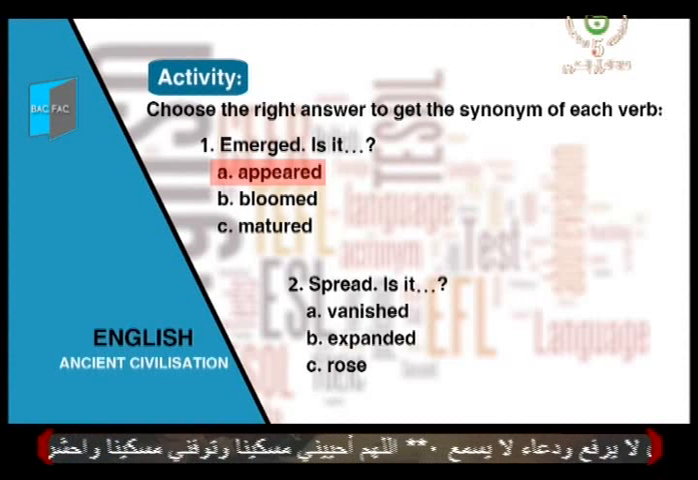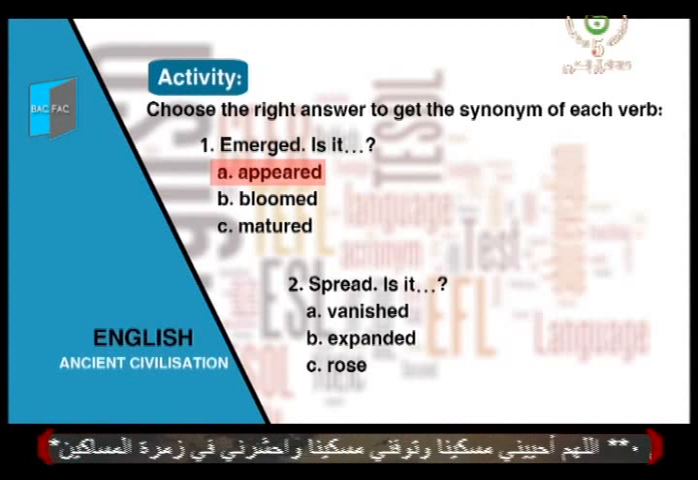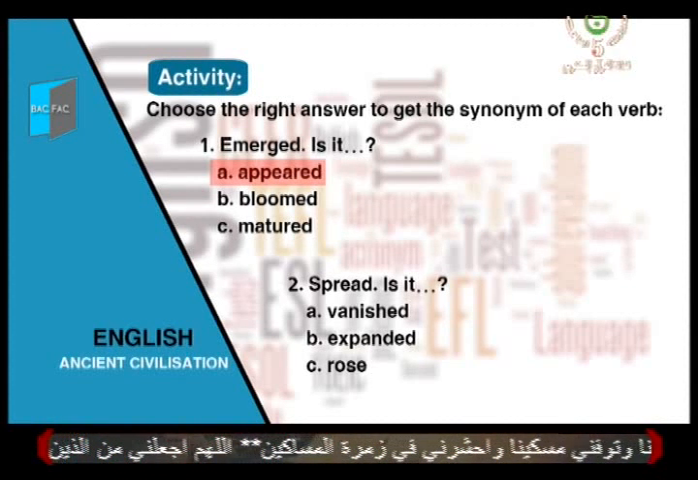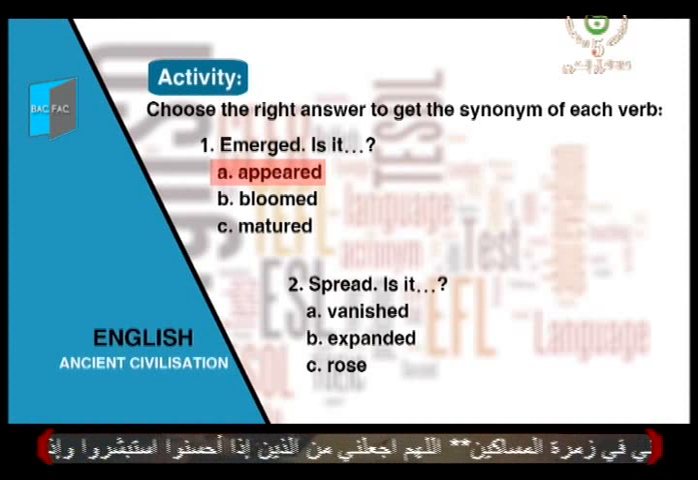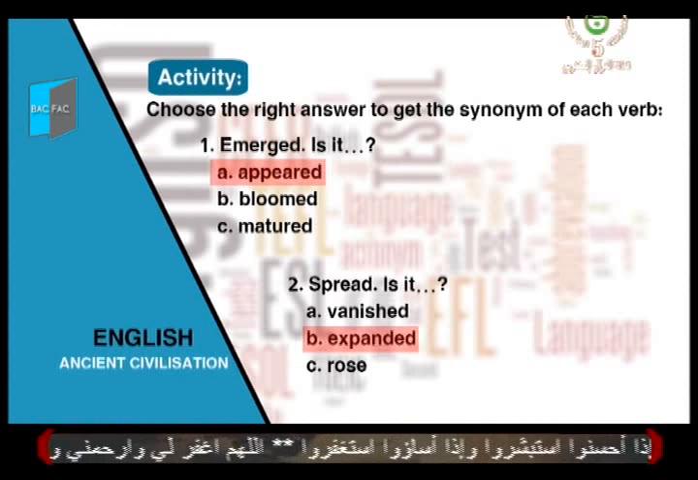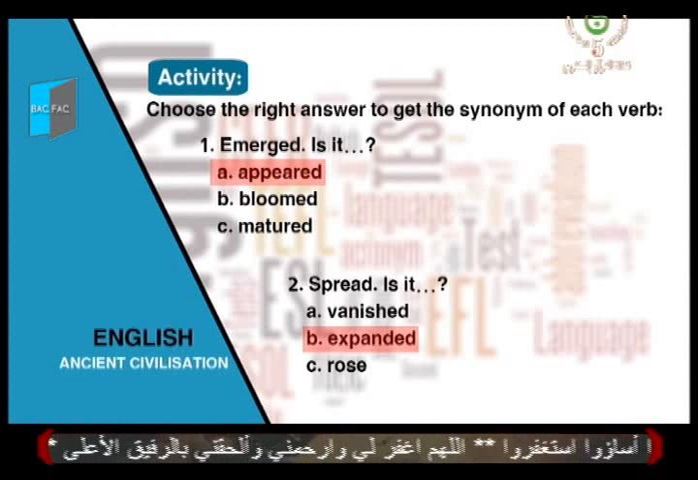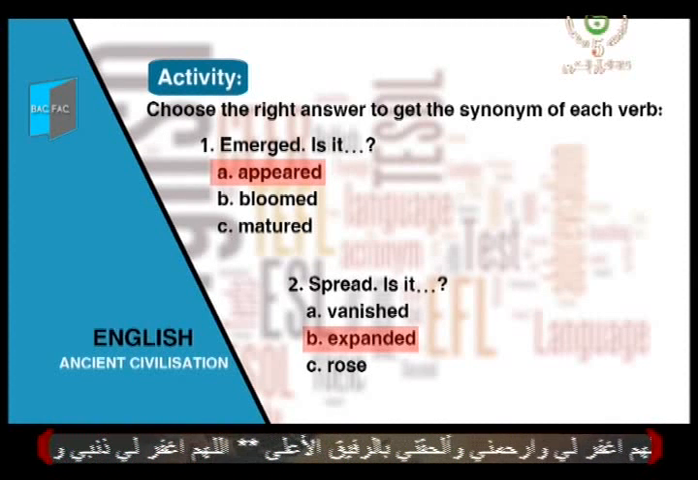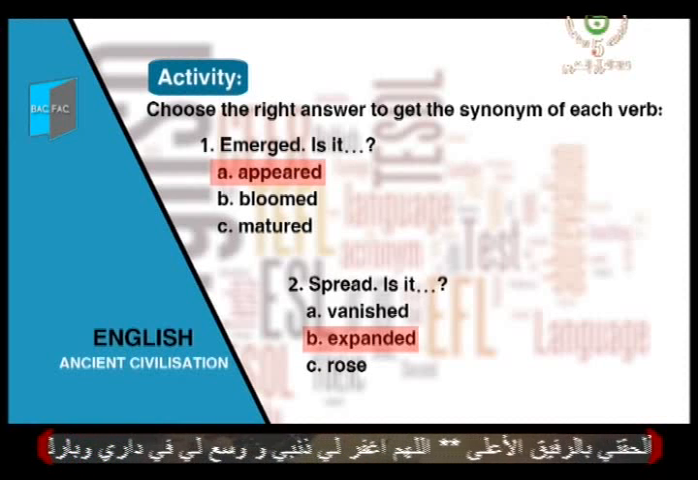The second word, spread. Is it vanished, expanded, or rose? Right, it is expanded, because vanished is a synonym of collapsed, and rose a synonym of emerged.